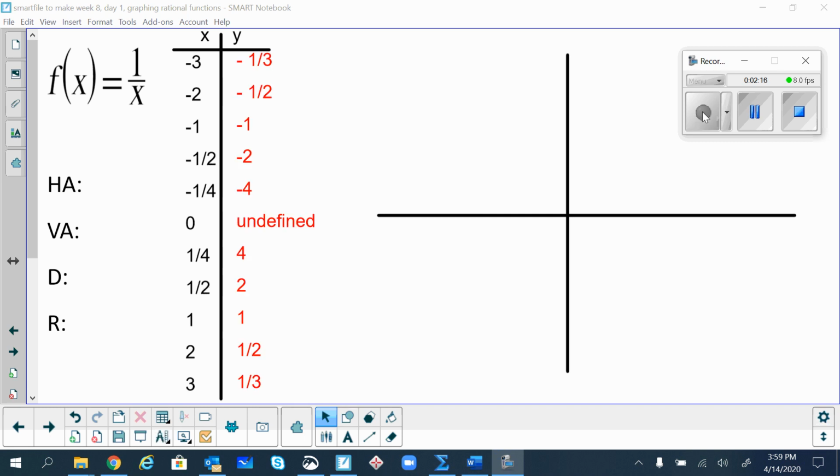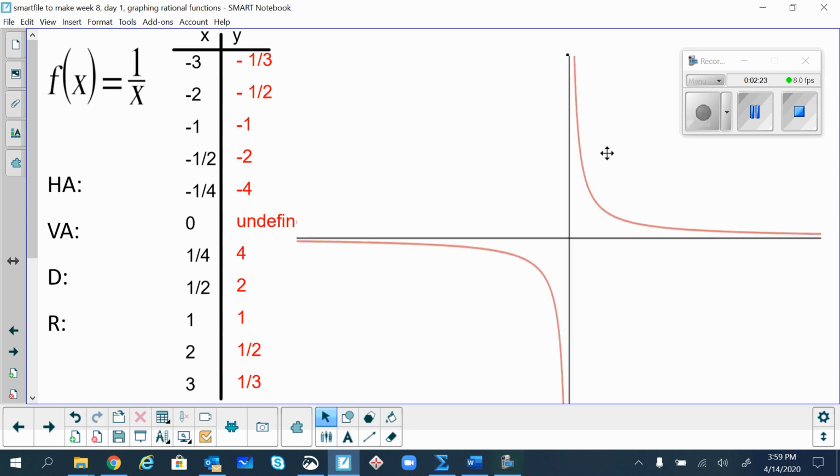Hopefully you've found the same values for y that I have. And if you make a quick sketch of these, what will it look like? It's going to look like this with two curves. One curve is in the first quadrant and one curve is in the third quadrant. Notice that we have no graph at the origin, and the function is undefined where x equals 0.